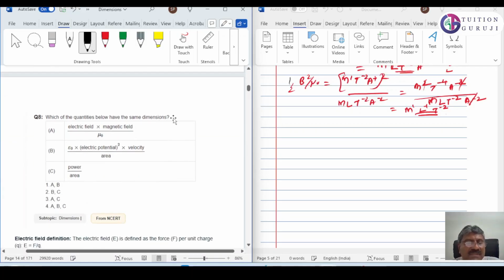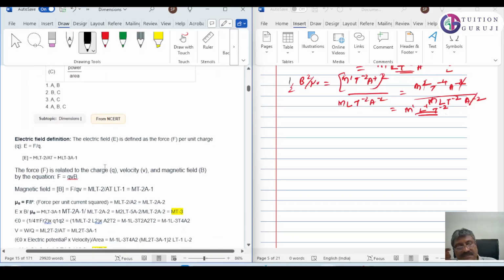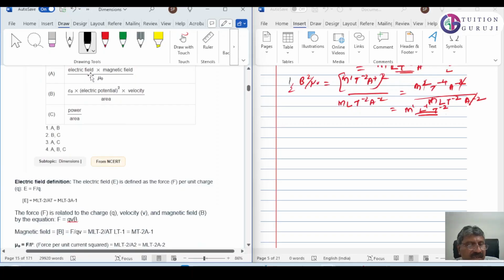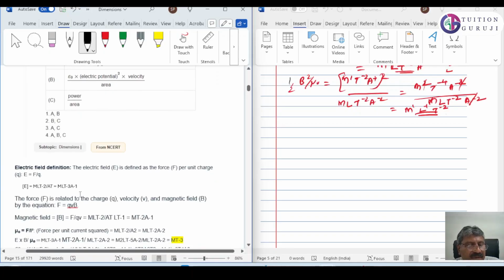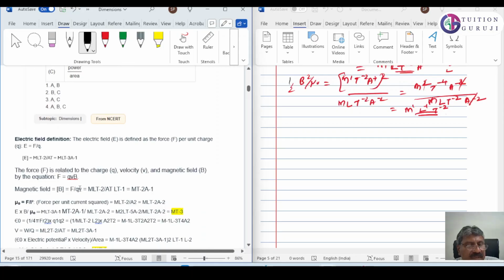Now, which of the quantities below have the same dimensions? Electric field into magnetic field by mu 0, epsilon 0 into electric potential square, velocity by area, power by area. Here, the electric field E is equal to F by Q. So F is M L T raised to minus 2 by AT, which means M L T raised to minus 3 A raised to minus 1. Now, first we have to find the electric field, then we have to find the magnetic field. Magnetic field is equal to F by qv.